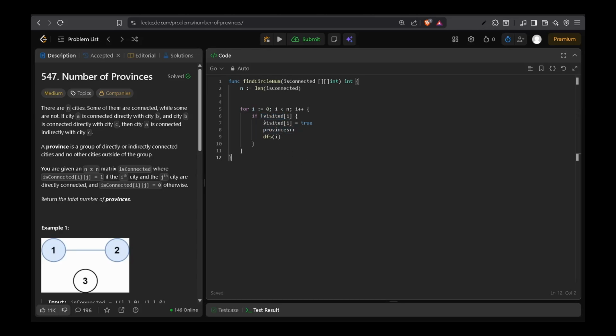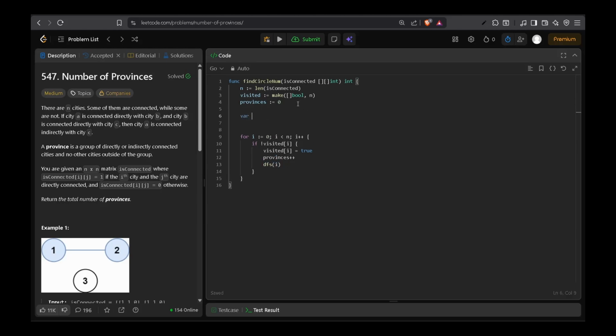Now, first of all, we need to declare the visited array. So visited will be an array of boolean, and the length will be n, right? Because there are only n cities, so we need to keep track of whether n cities are visited or not. So that's why the length of the array will also be n, right? Then of course we'll have the provinces int.